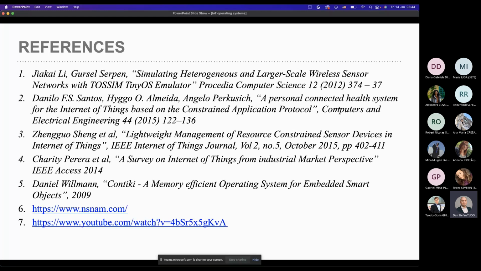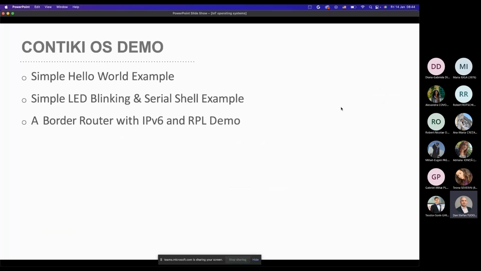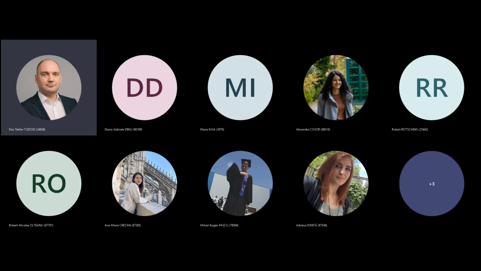Now, I've put some references here for what we've talked about in this lecture, so feel free to consult these at any time. And let's briefly break right now so I can start up the virtual machine to run Contiki. So let's resume in, I don't know, maybe 5 minutes.